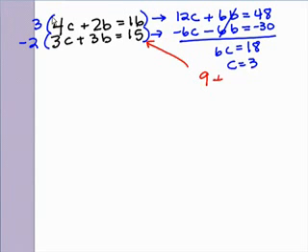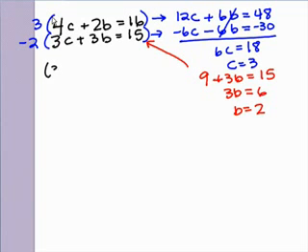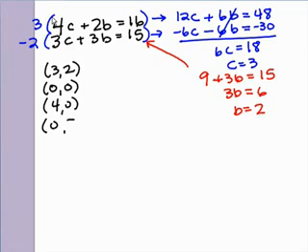So you get 9 plus 3B equals 15. 3B is equal to 6. So B is equal to 2. So that point truly was 3, 2. Our other points were 0, 0, 4, 0, and 0, 5.